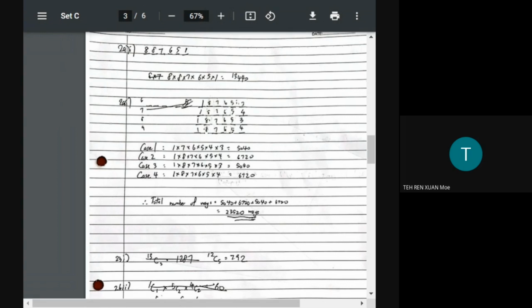Since we know that the number must be divisible by 5, and we know that 0 can't be used in the last place, we will be left with one option, which is 5. So there will be 1 option at the last place.